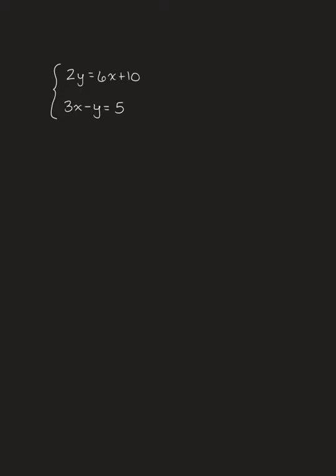Last example. 2y is equal to 6x plus 10, and 3x minus y is equal to 5. So we need to isolate a variable. It doesn't really matter which one you choose. In the first equation, it looks like y is going to be pretty easy to isolate because all we would have to do is just divide by 2. So over here, I would get y is equal to 3x plus 5. I can take this value and I can substitute it in for y there.